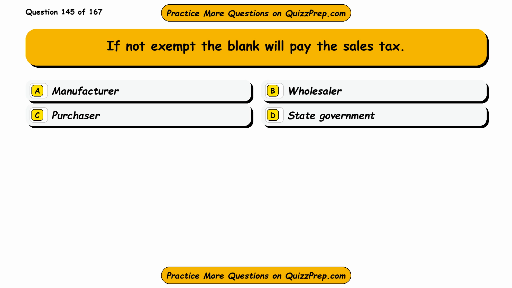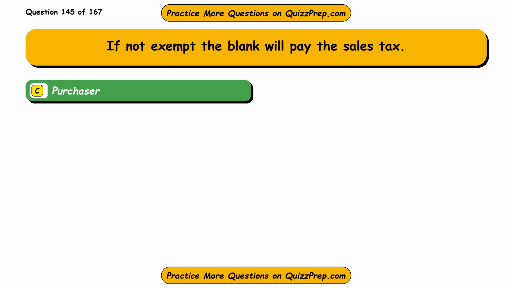Question 145. If not exempt, the blank will pay the sales tax. Option A, manufacturer. Option B, wholesaler. Option C, purchaser. Option D, state government. The correct answer is option C, purchaser.